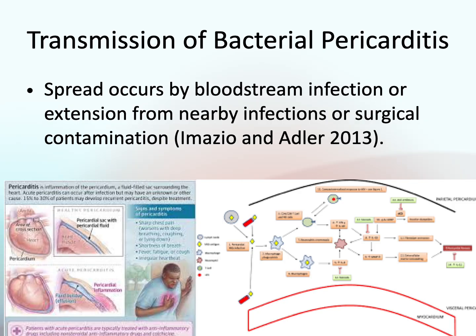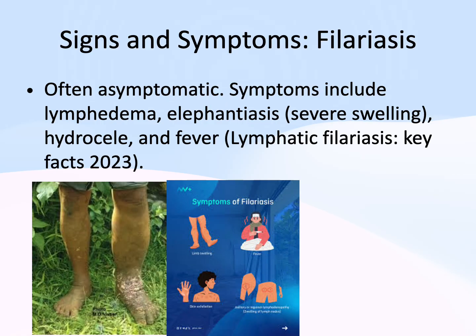And the transmission of bacterial pericarditis. Bacterial pericarditis usually spreads from the bloodstream, nearby infections, or even during surgery if sterile techniques aren't perfect. Basically, bacteria take a shortcut straight to the heart.